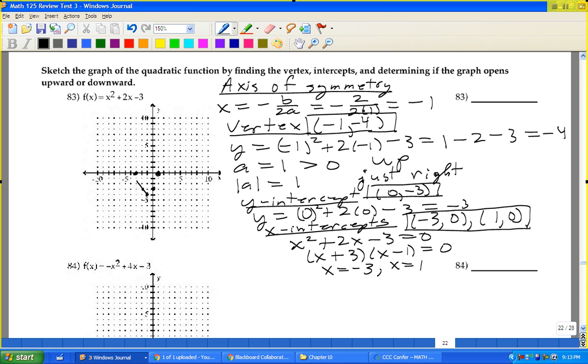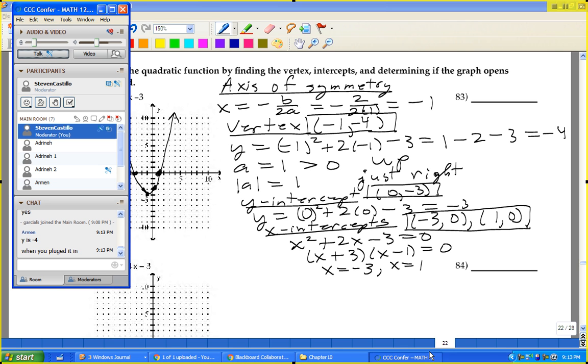And so let's sketch this graph. Okay. Okay, say again. Okay. Can't really understand.